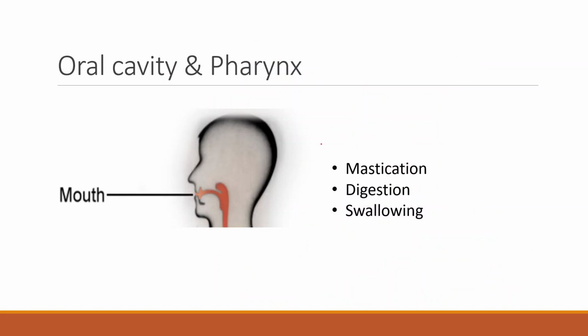Then a brief overview of the functions of GIT, starting with oral cavity and pharynx. You can see in the oral cavity, when we take food, there is mastication of the food, chewing is being done, and also some digestion takes place, and we have to swallow that food.